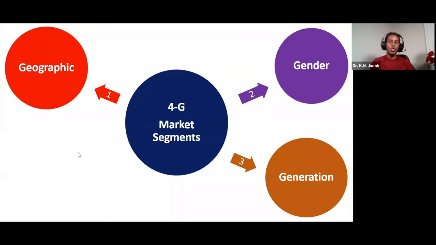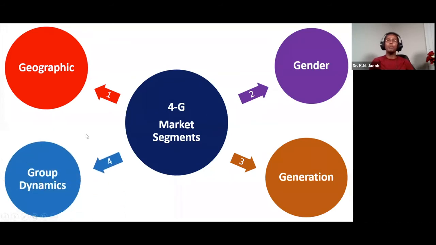Let me give you my last G, group dynamics. The main group dynamics are three: income, education, beliefs. Level of income. You can never ignore that. Anytime you're thinking about the market segment, what type of car, what type of house, what type of phone, what type of clothes.